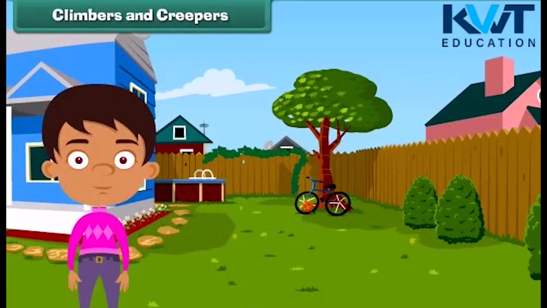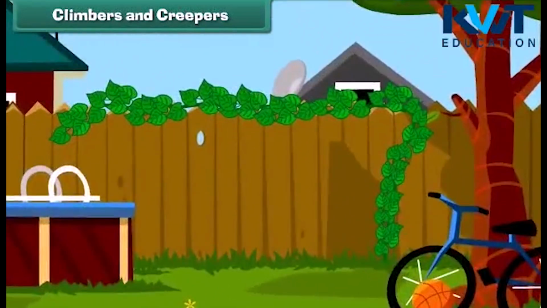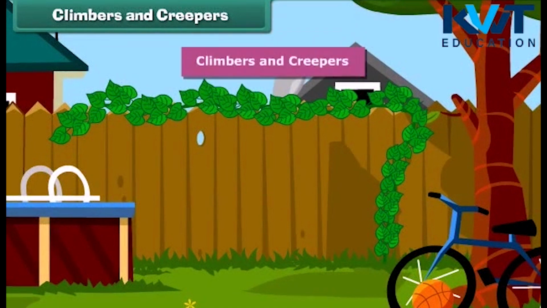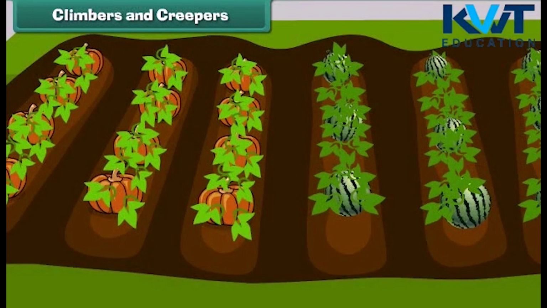Friends, you'll be surprised to know that some plants cannot stand straight and they need support to stand. Such plants are known as climbers and creepers. Climbers grow up taking support. For example, a money plant. Creepers grow along the ground such as pumpkin and watermelon.